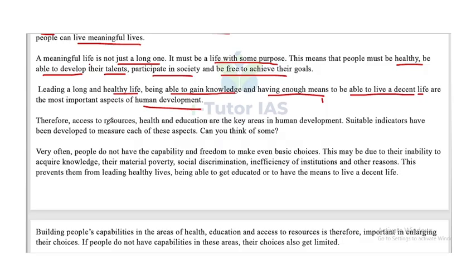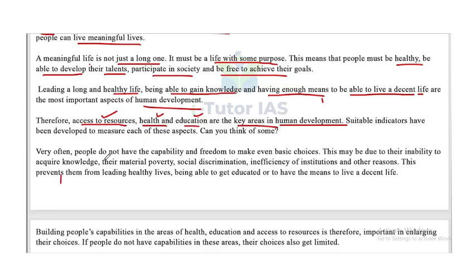Therefore, access to resources, health and education are some of the key areas in human development. Suitable indicators have been developed to measure each of these aspects.